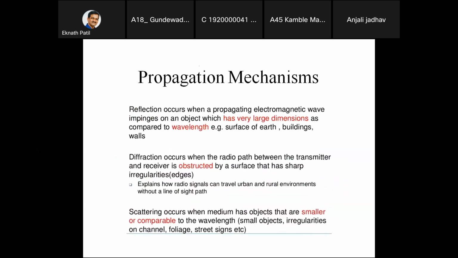Reflection occurs when the propagating electromagnetic waves impinge on an object which has a very large dimension compared to the wavelength. For example, a wall, a building, a tree, the surface of the earth. Diffraction occurs when the radio path between the transmitter and the receiver is obstructed by a surface with sharp irregularities. Sharp irregularity explains how a radio signal can travel in urban and rural environments without a line of sight.